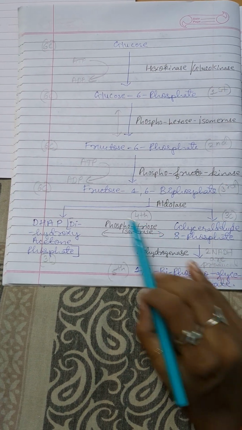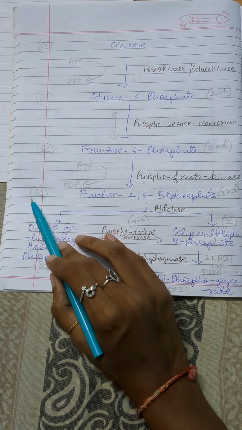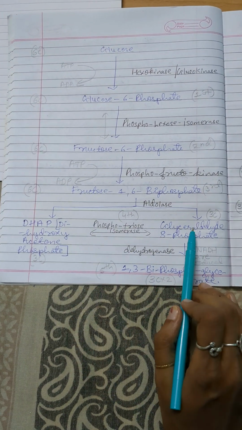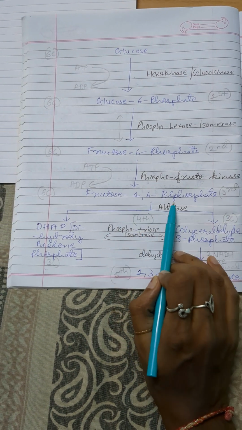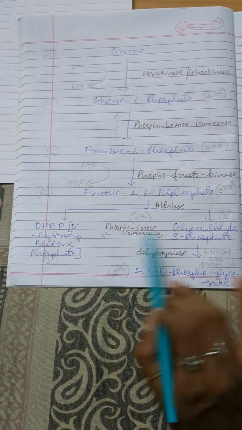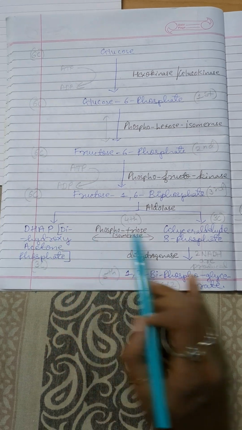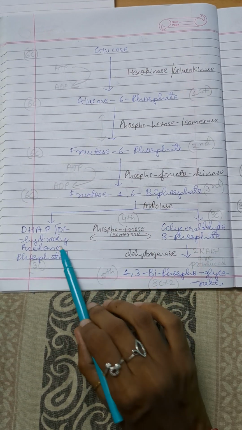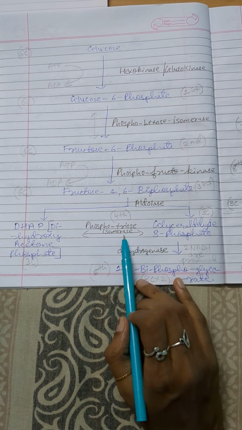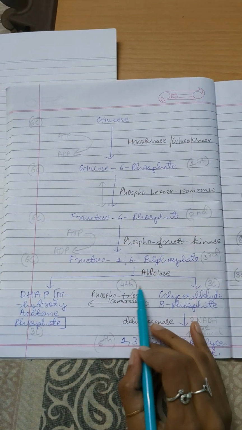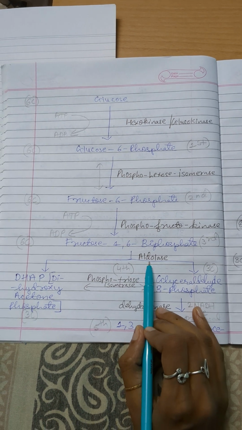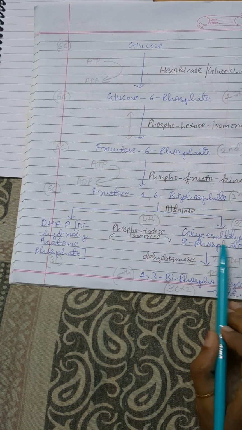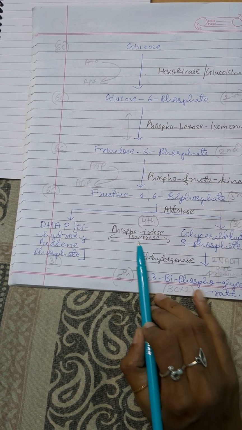Now in the next step, one molecule of 6 carbon is converted to 2 molecules of 3 carbons. Fructose 1,6-biphosphate is split into 2 molecules. One is DHAP and second is glyceraldehyde 3-phosphate, both with 3 carbons each. Here the enzyme is aldolase. DHAP and glyceraldehyde 3-phosphate are again isomers of each other.